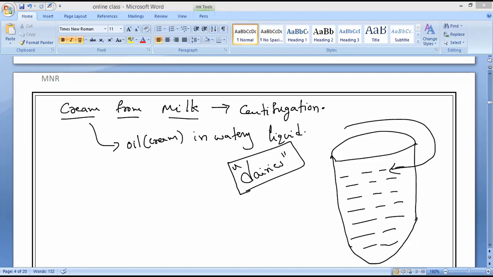So that is why, as we know, is cream lighter or heavier? Is it light or heavy? Please respond. Lightweight or heavyweight? That is what I am asking.